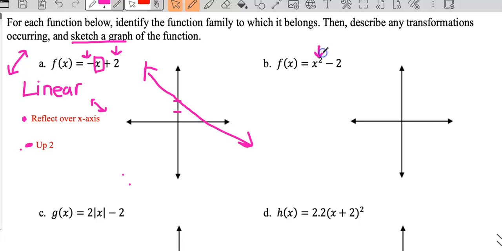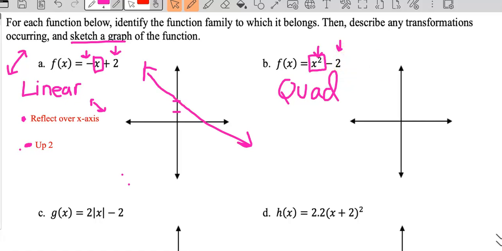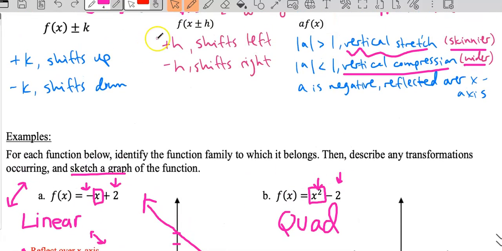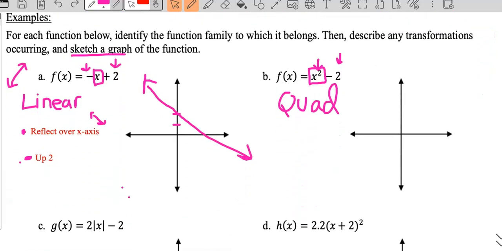Alright, so function family, I see a 2, which tells me I have a quadratic function. I'm going to abbreviate because writing is terrible on this Mac. Now, what did they add to my parent function? If you'll remember from last class, x squared is your parent function. So they added a negative 2. If I look back at my notes, a negative 2 outside the function is going to shift it down. So I know in words, this graph is going to shift down 2.